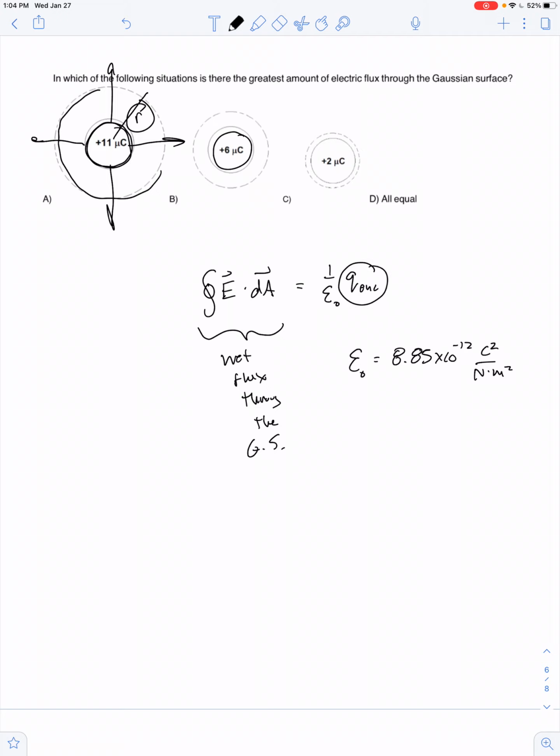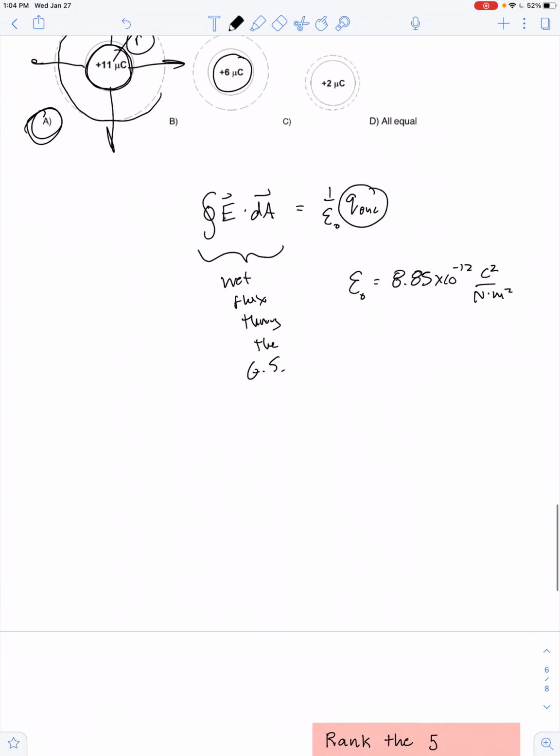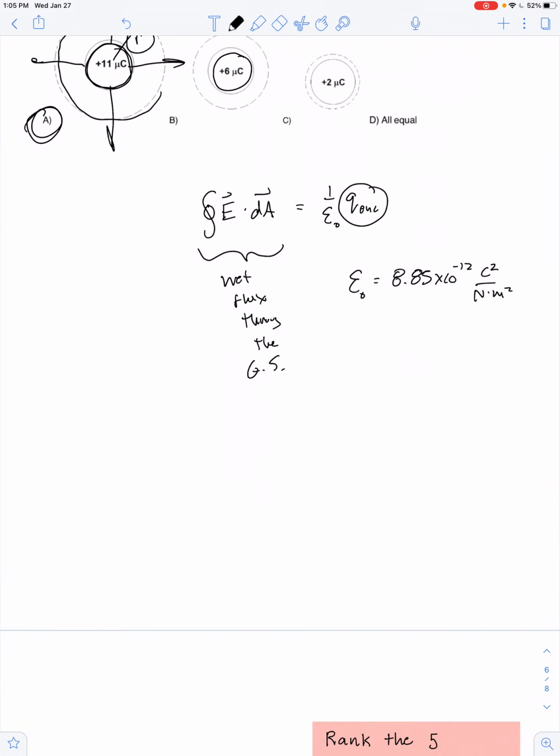And so we don't have to look at the size or the shape of our Gaussian surface. We just have to look at how much charge is enclosed. So in which case is there the greatest amount of electric flux? Well, it's the case in which there's the greatest amount of charge, and that's A. And by the way, the answer would be the same even if the problem was like this.